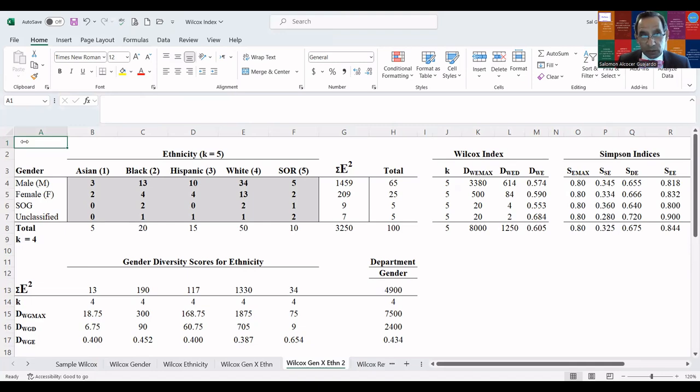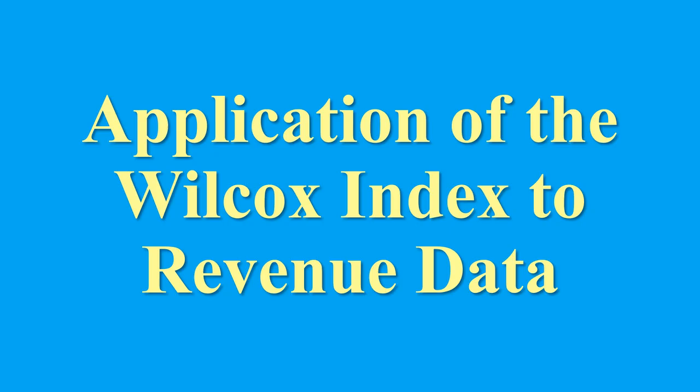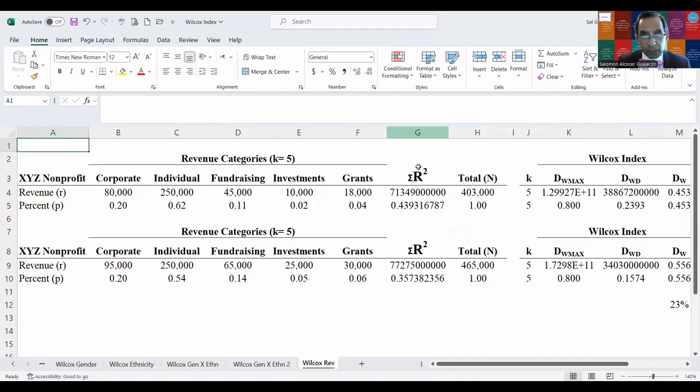So now let me move on and apply the Wilcox formula or index to the revenue data that's been analyzed in the previous episodes. So here I have the revenue data for this corporation. Recall that I mentioned towards the beginning of the episode that using the frequencies of the data yields large sums for the products. So I prefer using the percentages.